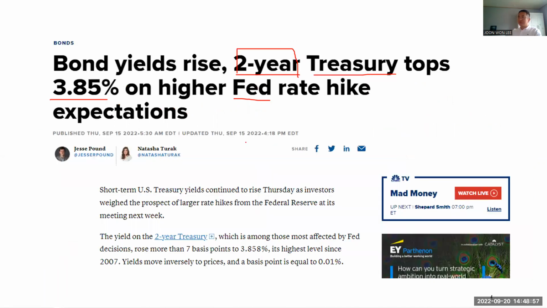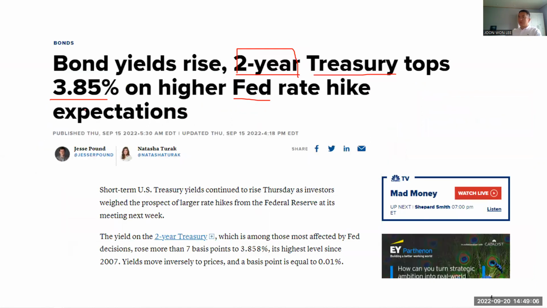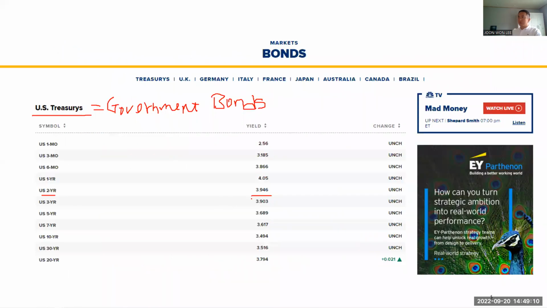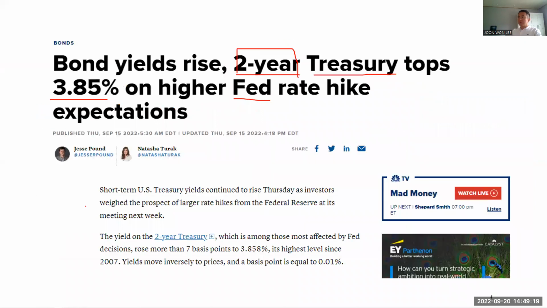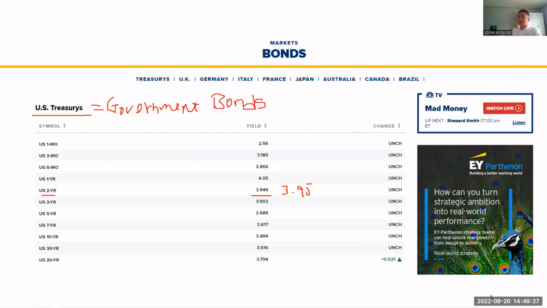Let's see, 2 year, 3.95, yeah, more than 3.85. So 2 year, 3.9, 3.95, right? So more than 3.85. So a little bit of difference. Okay, that doesn't matter.